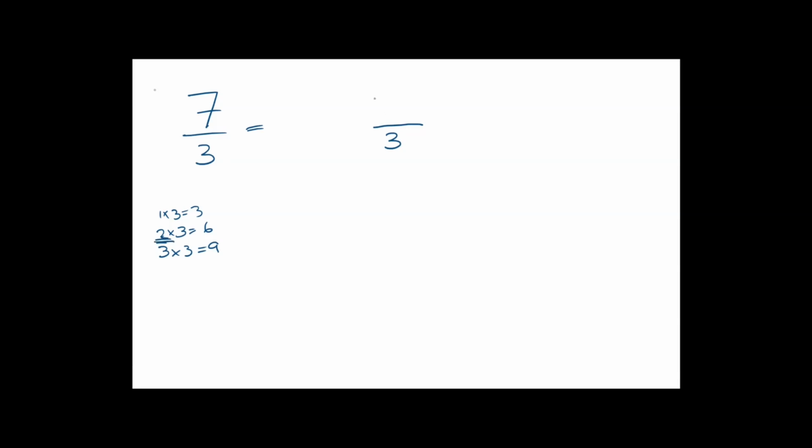So 2 here is going to go out the front. Now we have to work out the remainder. So 2 times 3 here is 6. 7 minus 6 is 1. So this little 2 times 3 equals 6 tells you everything you need to know in order to solve that. Let's do a few more.